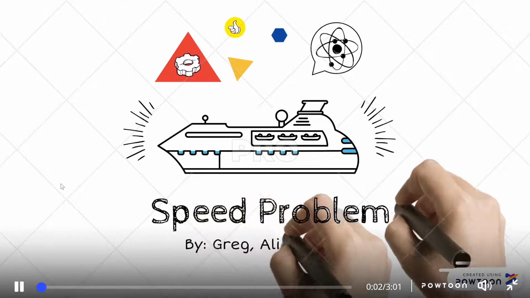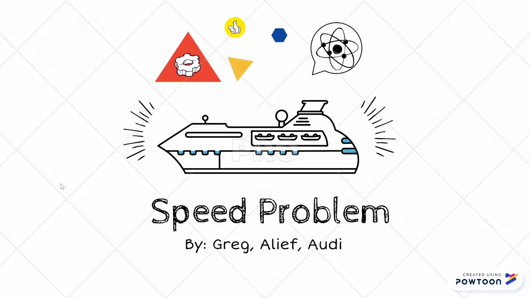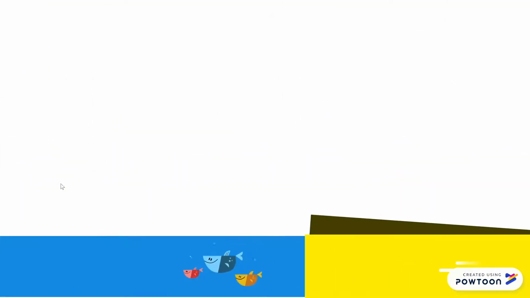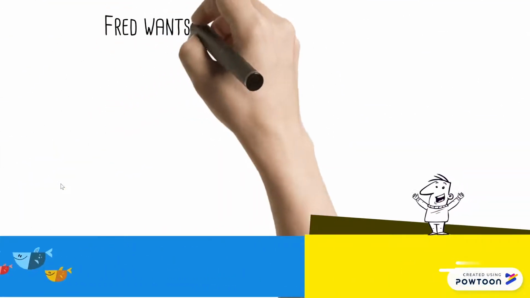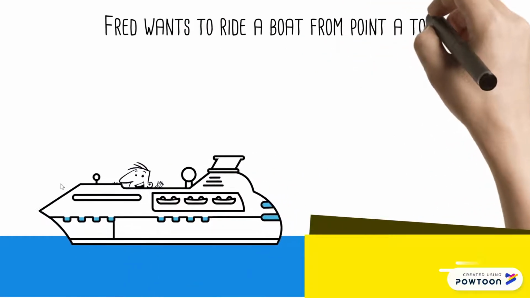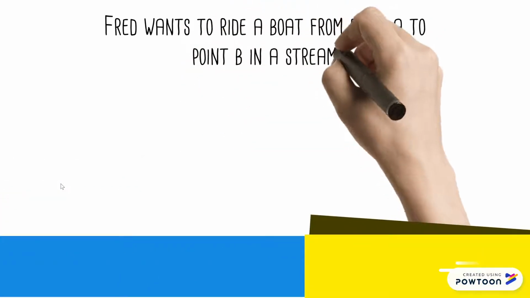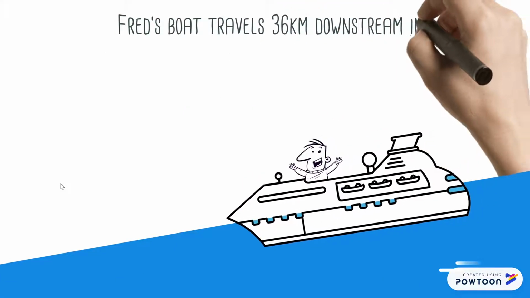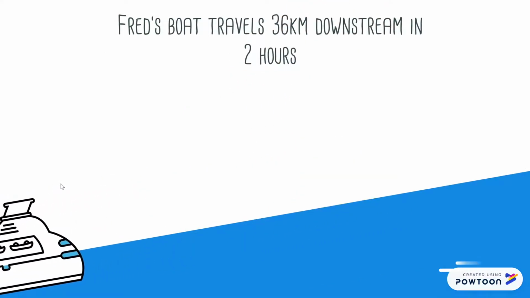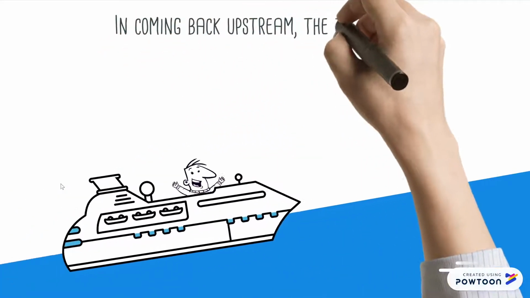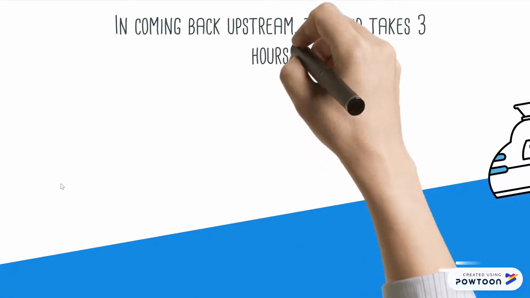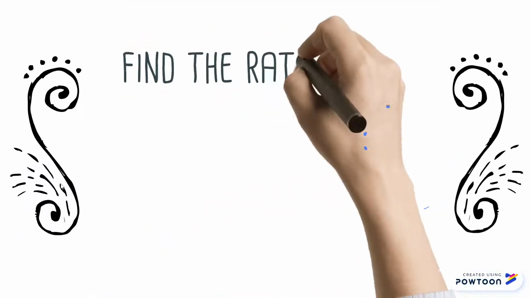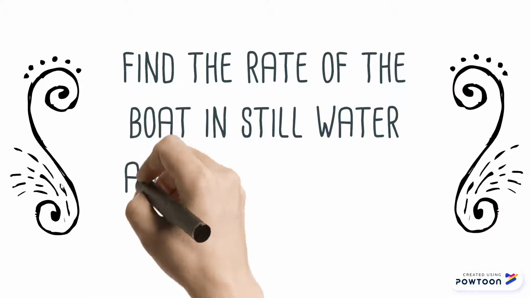Speed problem from Greg, Alief, Audi. Fred wants to ride a boat from point A to point B in a stream. Fred's boat travels 36 kilometers downstream in 2 hours. In coming back upstream, the trip takes 3 hours. Find the rate of the boat in still water and the rate of the current.